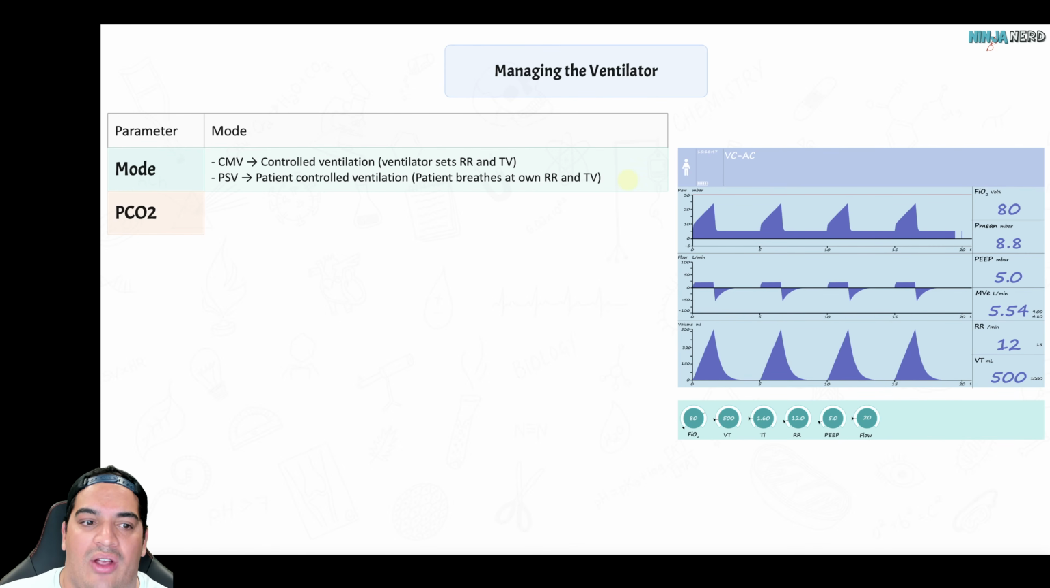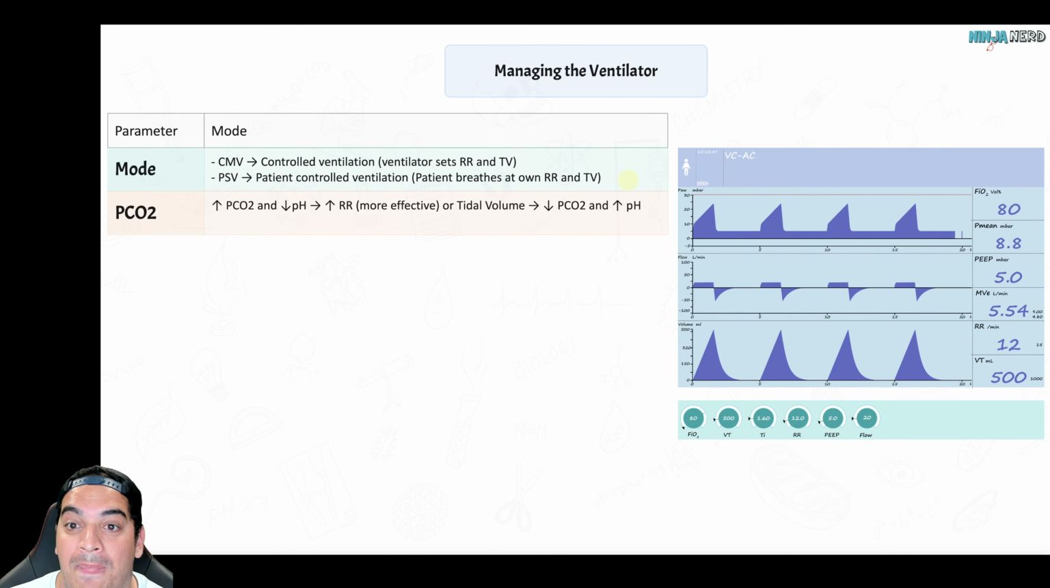Oftentimes in the exam, they may say, okay, you have a patient who is being ventilated, their PCO2 is really high. What do I do to reduce their PCO2? Well, I want you to remember two things. One is respiratory rate and tidal volume. If you increase the respiratory rate or you increase the tidal volume, it'll drop the PCO2.